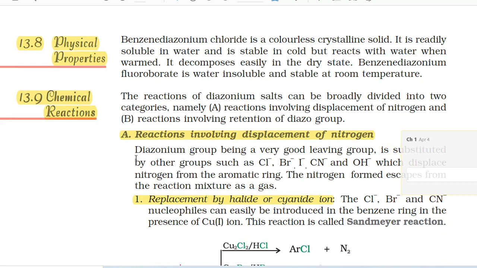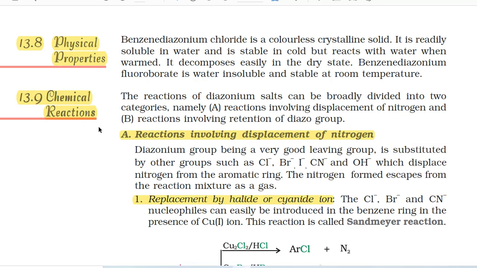13.8 Physical properties. Benzene diazonium chloride is a colorless crystalline solid. It is readily soluble in water and is stable in cold but reacts with water when warm. It decomposes easily in the dry state. Benzene diazonium fluoroborate is water insoluble and stable at room temperature.